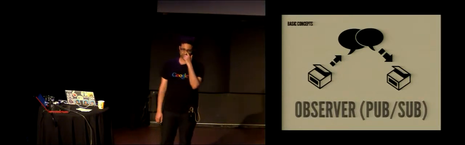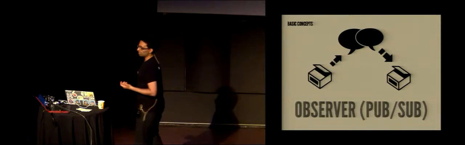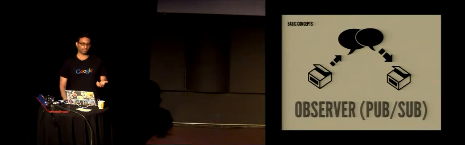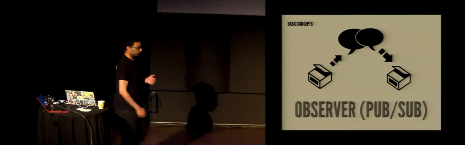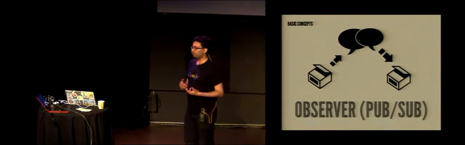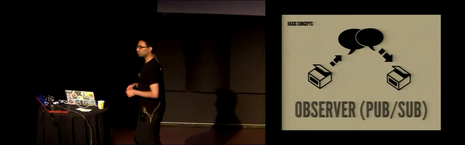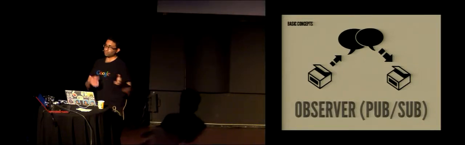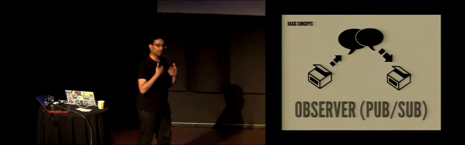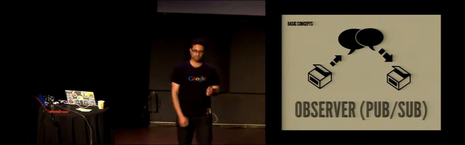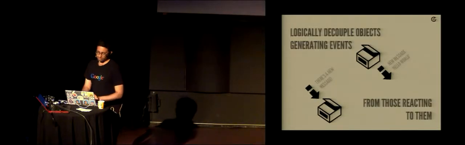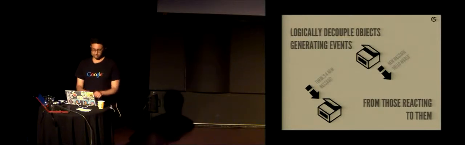Now the observer pattern is interesting because it encourages this idea that the modules in your system, rather than directly communicating to each other, should perhaps not even know about each other. Maybe instead they just let the application know when something interesting happens. And then if anyone in the application is interested in reacting to that information, they can create a hook to that and execute behavior later on. It logically decouples objects generating events from those reacting to them.